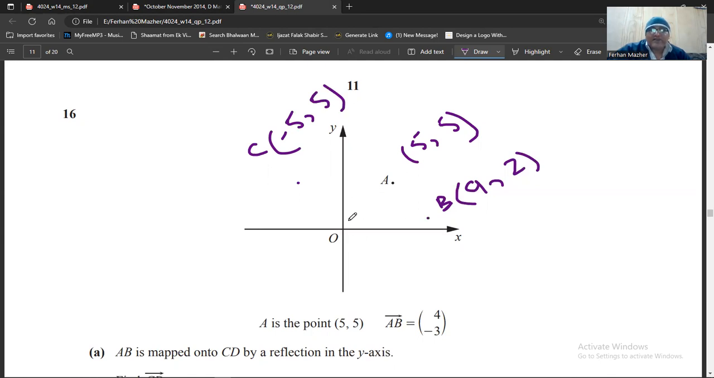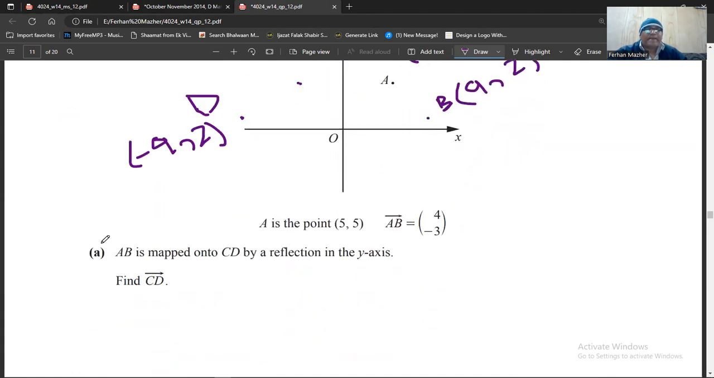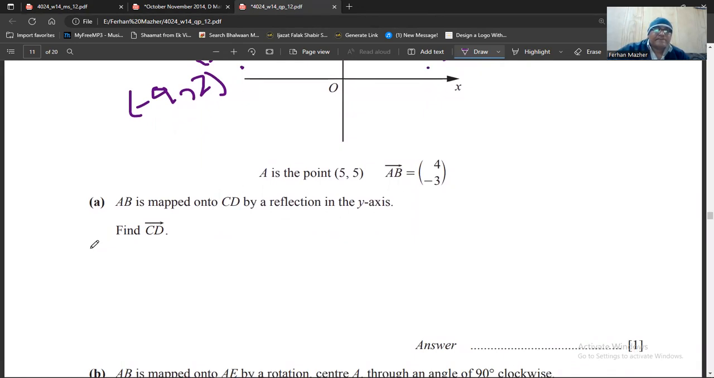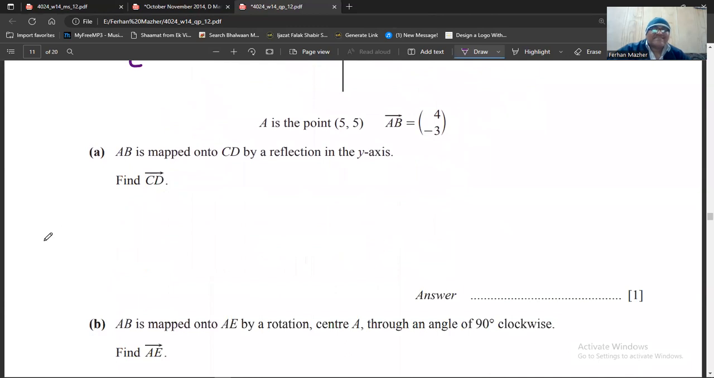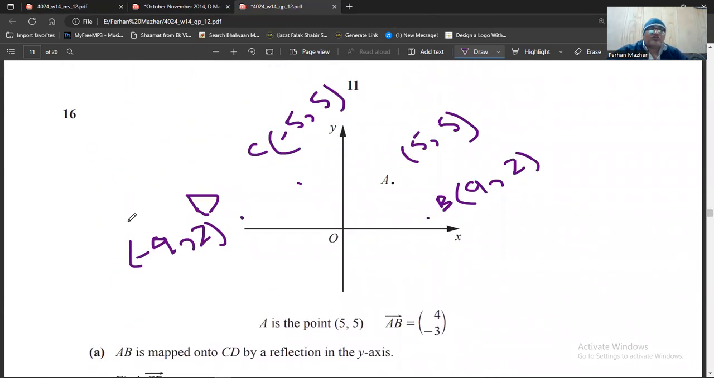B is 9 steps forward from the y-axis, so it will be 9 steps back. So here you will have D, whose coordinates will be -9, 2. The y will remain the same. I hope you understand. This is the reflection. This is point D. This is point A. So their question is, what will be CD?